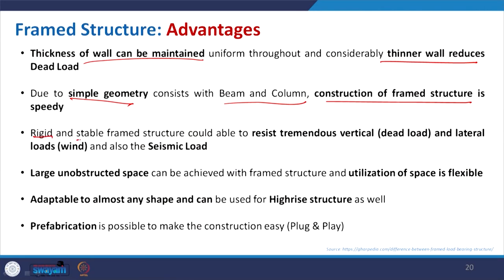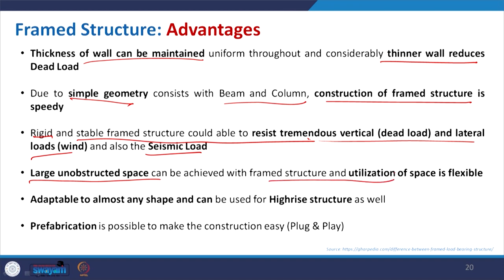The rigid and stable frame structure is able to resist tremendous vertical load as well as lateral wind loads, during heavy wind blow or the seismic load that we discussed. Large unobstructed space can be created. With a load bearing wall there was a limitation: we cannot have a larger span for any meeting place or huge gathering without exceptional implementation, like the load bearing structures we had in the Roman period, which had a very large thickness of cross section.